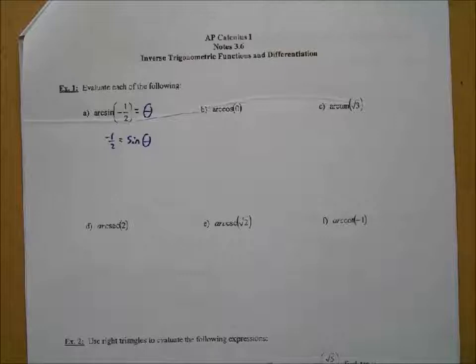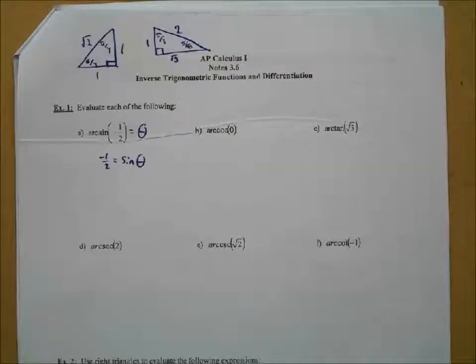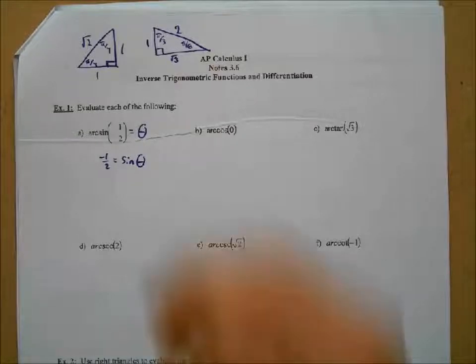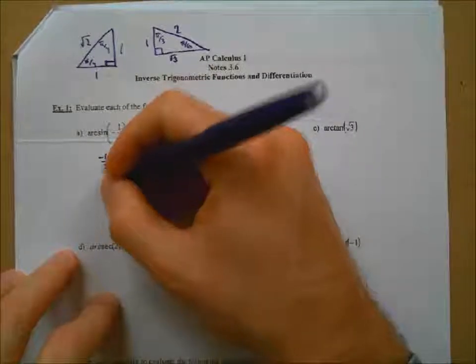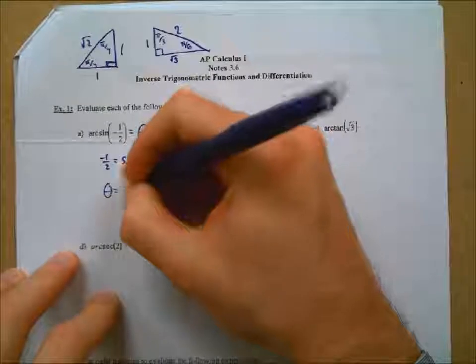So let's push through here. Letter A, what would theta have to be here? Negative 1/2. Right, negative pi over 6. For the inverse trig functions, we want our theta to be negative pi over 6.